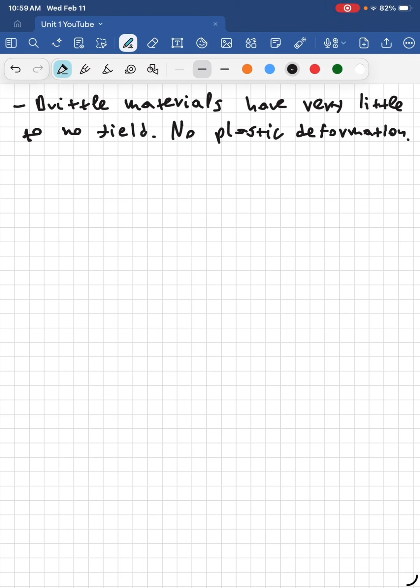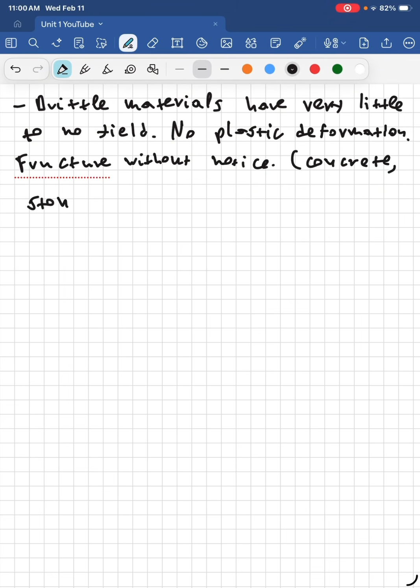Okay. And they can fracture without notice. Fracture without notice. And the examples are, let's write it in parentheses, concrete, stone, marble, granite, and stuff like that.